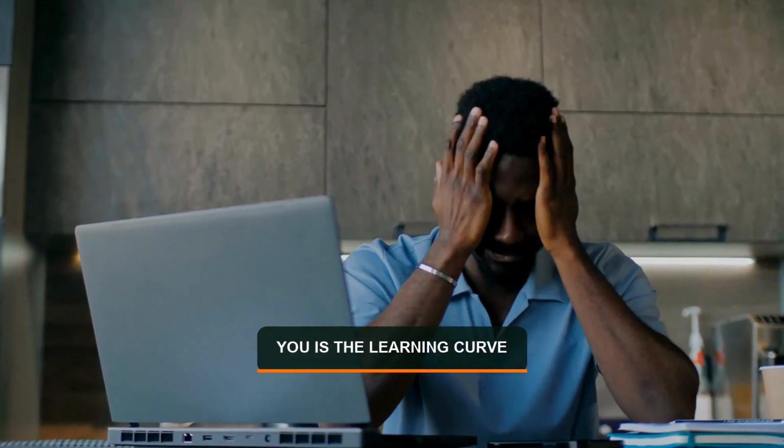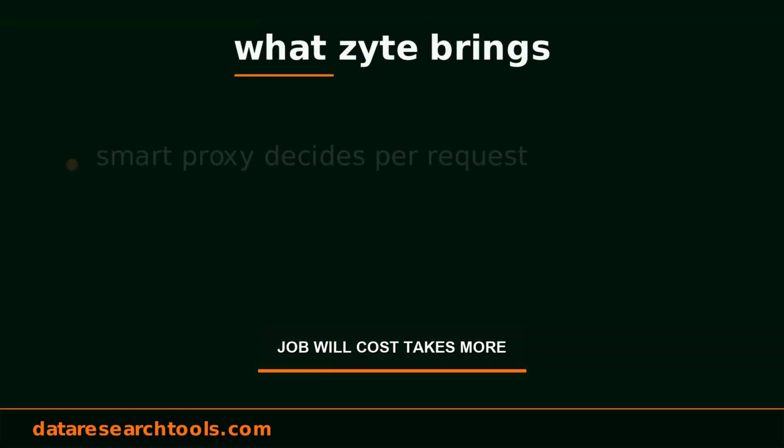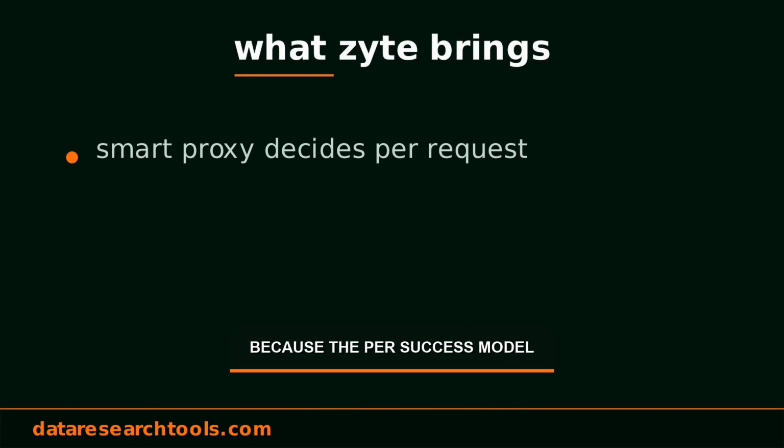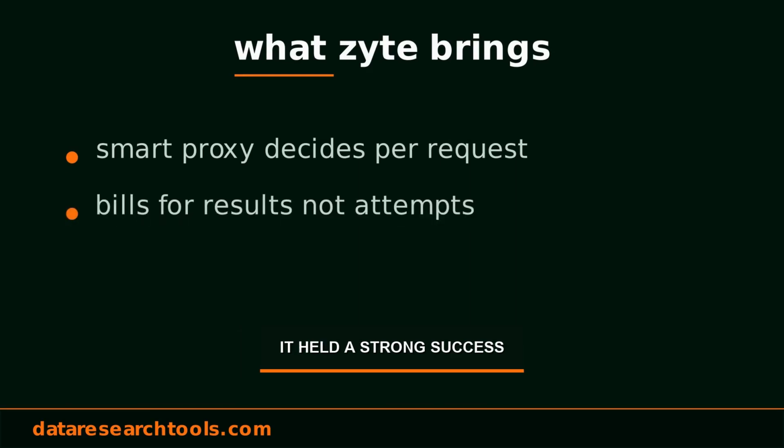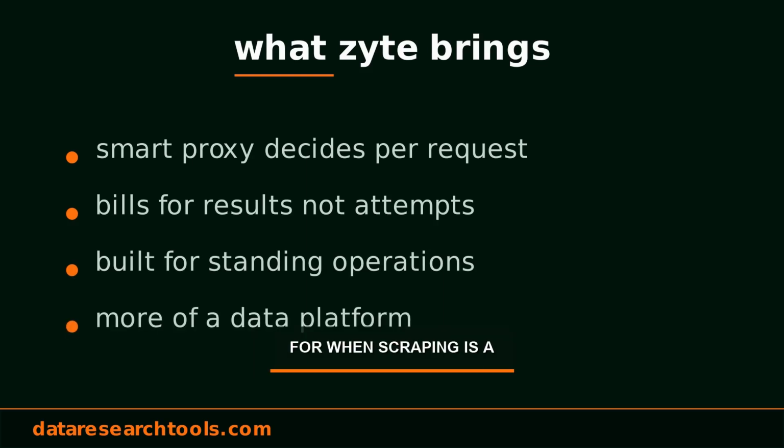The Zyte trade-off. Where Zyte asks more of you is the learning curve and the way its costs behave under load. It is less of a flip-a-switch experience than ScraperAPI, and reasoning about what a job will cost takes more homework, because the per-success model interacts with how hard your targets are. On my tests, it held a strong success rate on the medium and hard sides and landed in the middle on cost, which is roughly where its whole design points. It is what I reach for when scraping is a standing part of the operation.